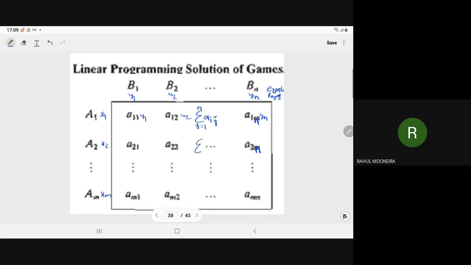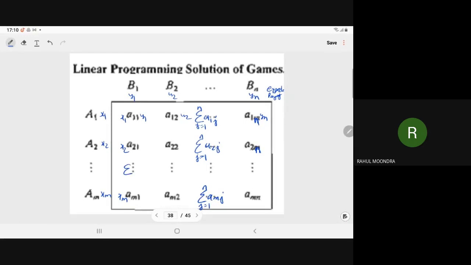Similarly, for this it will become the summation of a2j yj, j varying from 1 to n. Similarly, for here we have the summation of amj yj, j equal to 1 to n. Similarly, corresponding to B's pure strategy, what is the expected payoff? a11 x1, a21 x2, am1 xm.